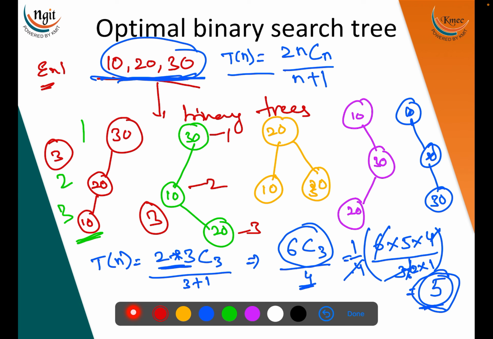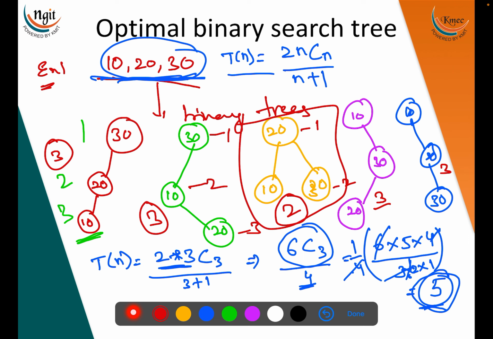Now the level of this tree is what? 1, 2. So we need only 2 maximum comparisons. And 10, 30, 20 is also 3 maximum comparisons. So we drew some binary trees and we got 3 maximum comparisons for all except this tree. So it is a complete binary tree, right? For the complete balanced binary tree, you got the maximum number of comparisons as 2.